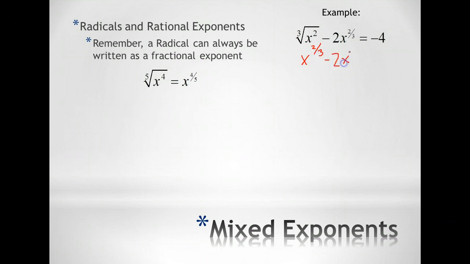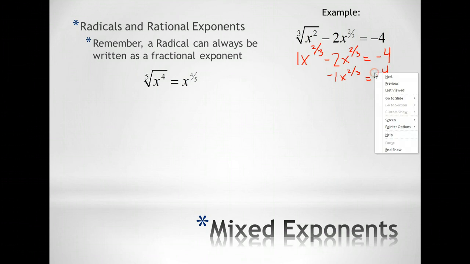And when I do that, I see that these are actually like terms on the left-hand side. So I combine like terms. 1x to the 2/3 minus 2x to the 2/3 is negative 1x to the 2/3, and that equals negative 4. Now, if I want to change the signs in the problem, it's easy enough to do. I multiply the entire problem by negative 1, which just changes both signs. So now I get x to the 2/3 is equal to 4.